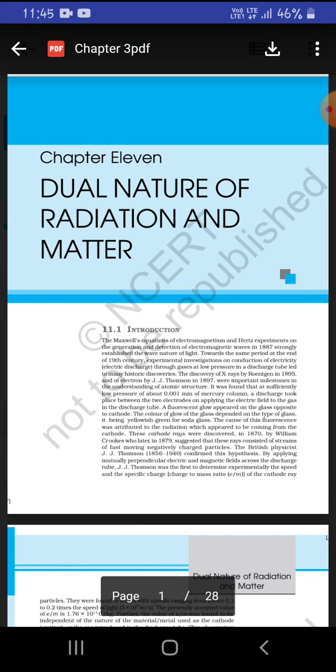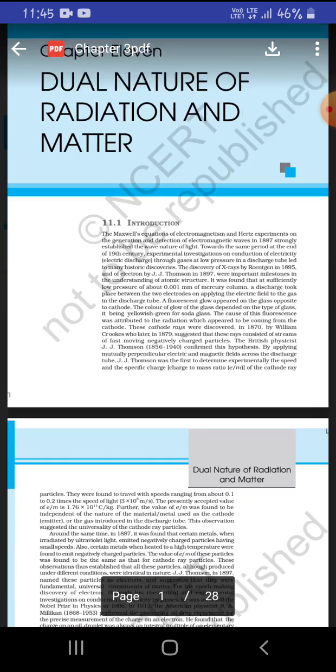So, introduction. The discovery of X-ray by Röntgen in 1895 and of electron by J.J. Thomson in 1897 were the important milestones to understand the atomic structure. It was helpful for us. So they both explained about that.